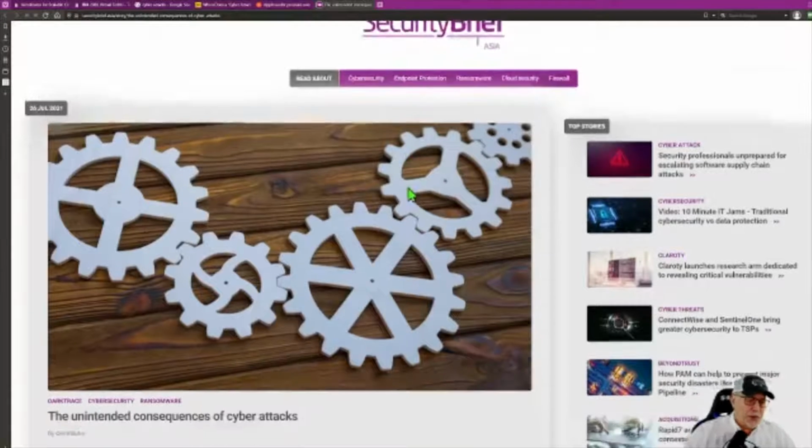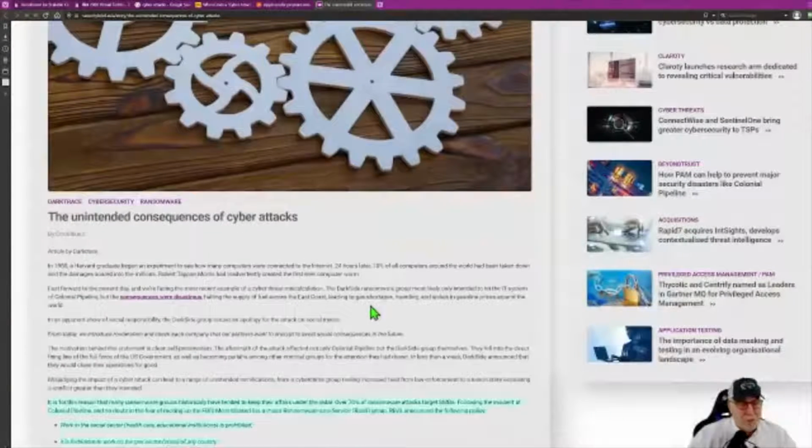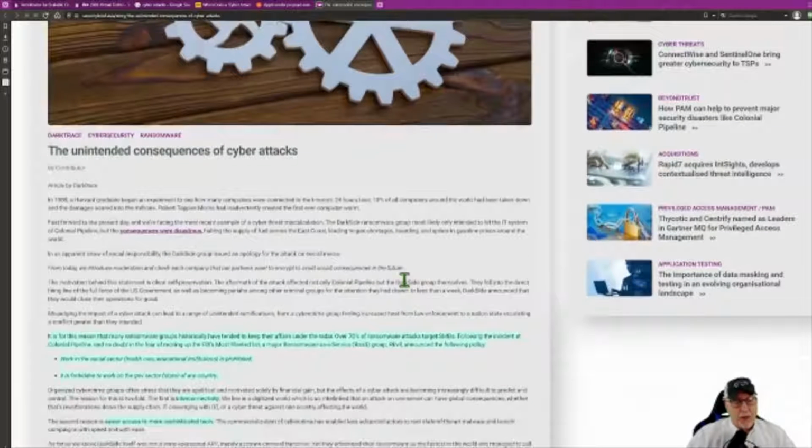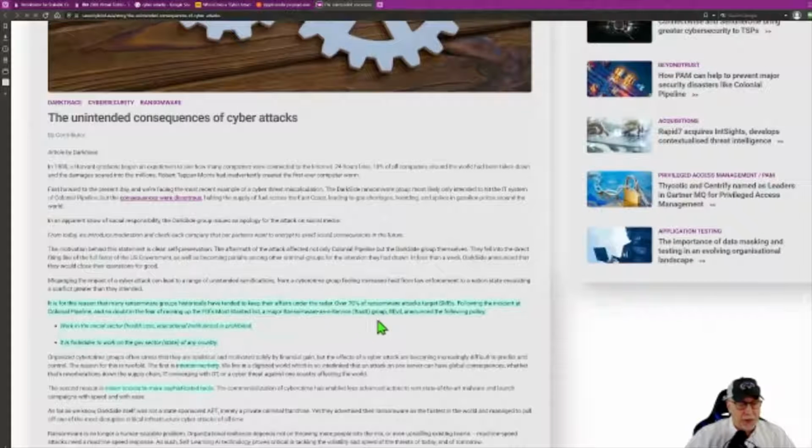Yeah, so this one is really interesting because it looks at the downstream effects of a cyber attack somewhat from the perspective of the attacker as opposed to the victims, which is how we typically see it. I won't read through the whole thing, but there are a couple of highlights that I thought were really interesting.